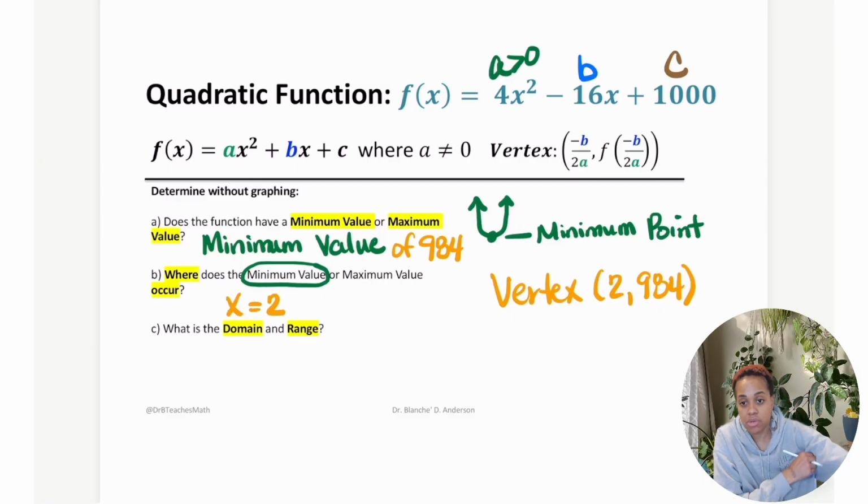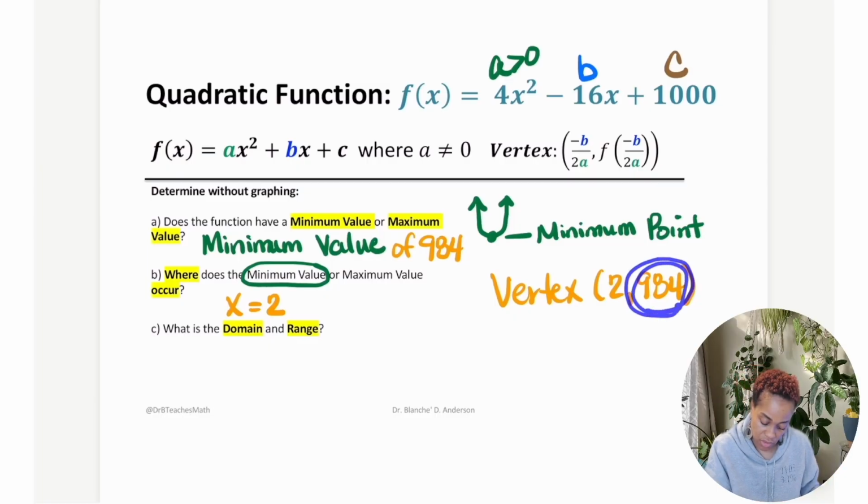Our minimum value is 984, because that is the value at that point. And where does it happen? It happens at x equals 2.